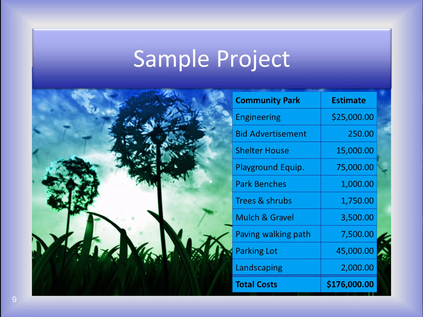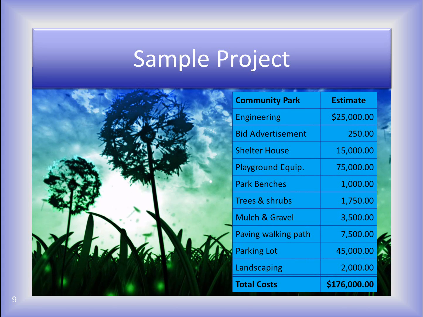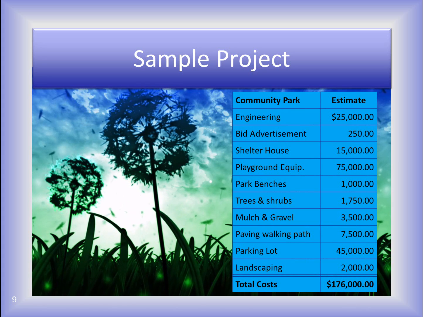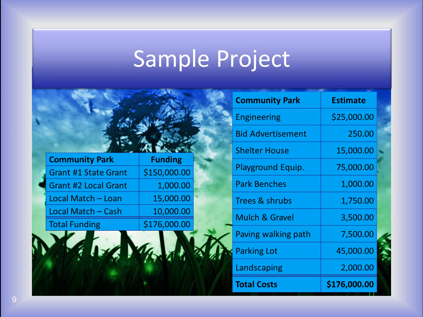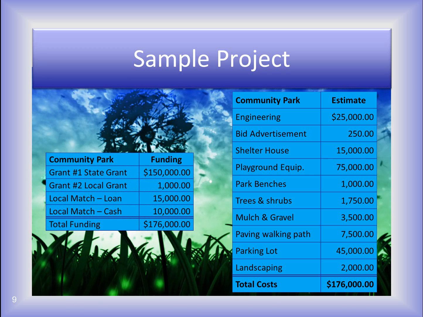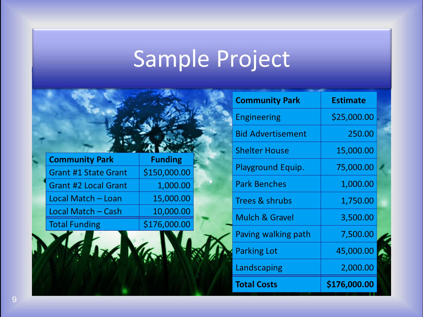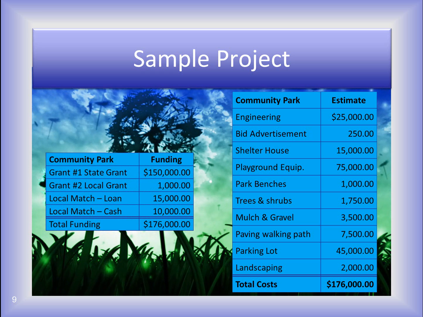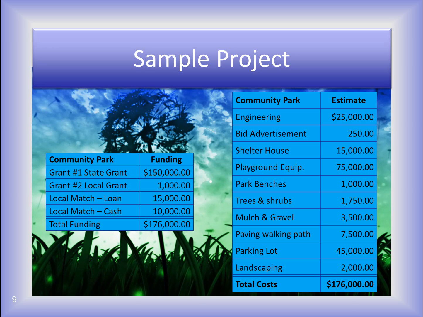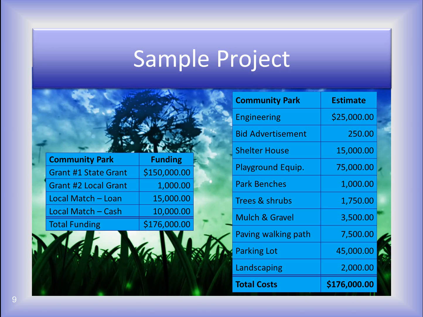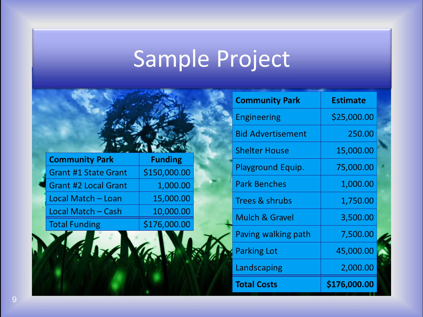First, we have to consider the project cost. Here is our estimate of all the development we're considering, with a total cost of $176,000. We also need to review the sources of revenue that are going to support the project. We have two grants. Our local match is made up of a loan and cash. All sources of revenue total $176,000. So we know we have enough revenue to support the project, but this is just the figures from our planning. We have more work to do.